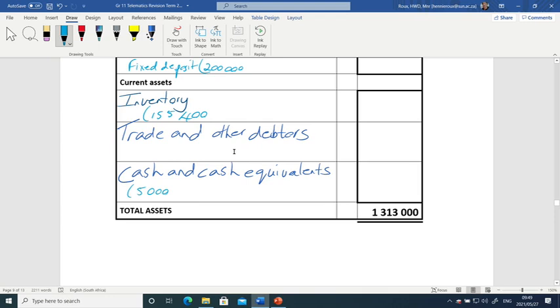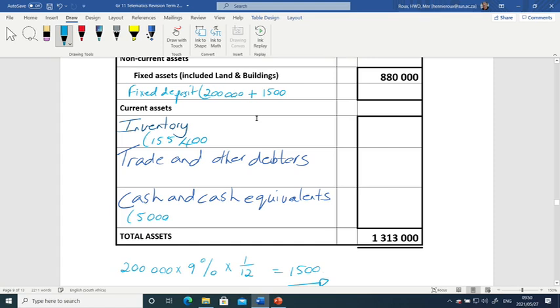So the first thing is we must calculate the interest. The fixed deposit, 200,000. They showed us that the interest is 9% and it wasn't capitalized yet for February. That wasn't recorded yet, so only for 1 month. So that will give you 1,500. And we know it's capitalized, therefore it must be added to fixed deposit. It's not an accrued income. It's capitalized, we add to fixed deposit.